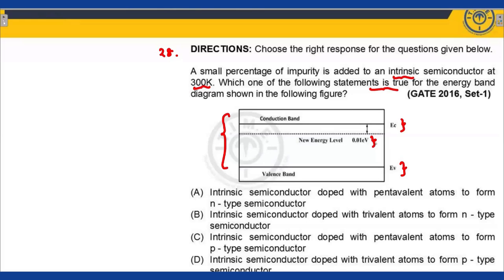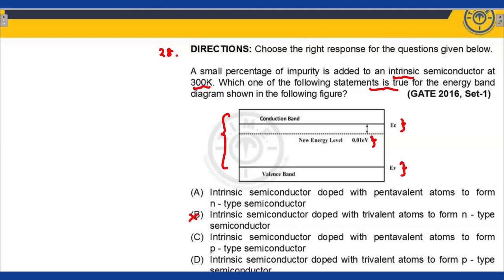Very, very important, my dear friends: which of the following statements is true here? First of all, let me identify this. Intrinsic semiconductor doped with pentavalents to form an n-type semiconductor. Intrinsic semiconductor doped with trivalents to form an n-type. So this is wrong, leave it apart.